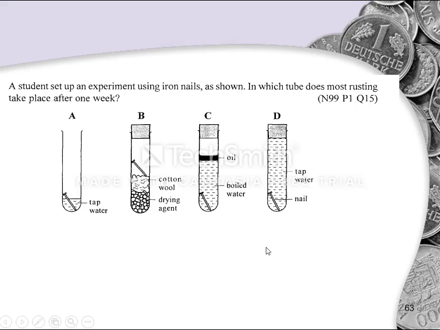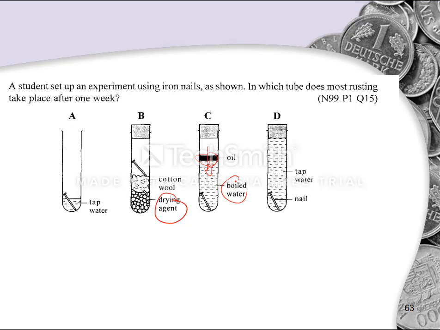Okay, let's take a look at this question here. In which tube does most rusting take place in 1 week? Now let's look at the first one. First one, there is tap water and there's exposure to air, which is oxygen in the air. Of course, rusting can occur. Test tube B, there's a drying agent, hence there's no moisture. Rusting is not likely to occur. Even if it occurs, it's a very small amount due to the moisture in the air above. But the drying agent will absorb away the moisture, so it will probably not rust at all. Now, boiled water covered with oil, so therefore there's no oxygen from the air above entering.